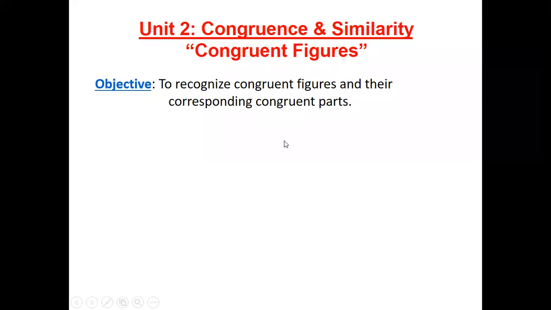Hello, grade 9. This is our lesson today, lesson 4.2, geometry, where we will talk about congruence and similarity of congruent figures. Our objective in studying this lesson today is to recognize congruent figures and their corresponding congruent parts. Once we decide that the two figures are congruent, then we have to recognize the congruent parts in those two congruent figures.